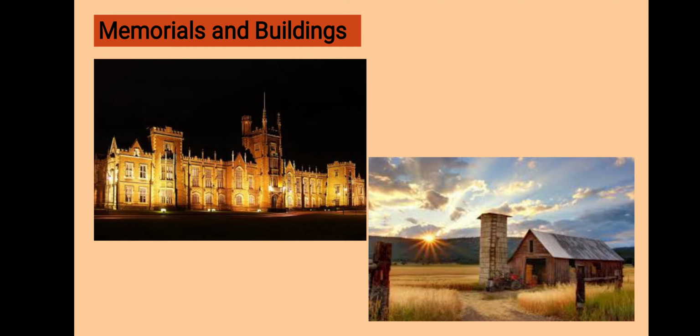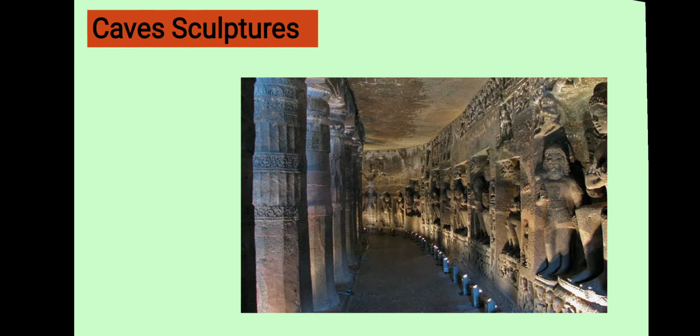The next important source is cave sculpture. From the caves, we get information about the past. The caves of Ellora and Ajanta are very famous. From these caves, we get information about the social life of people in a particular period. Understood?